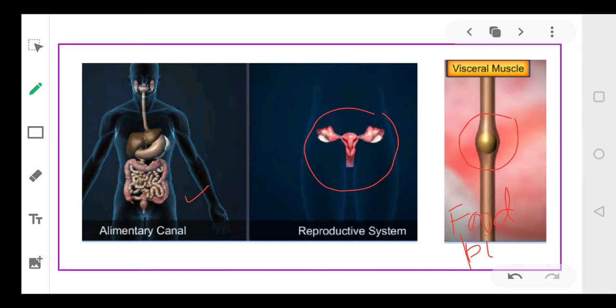Okay, and the swallowing movement of food in the esophagus, the food pipe, is caused by your visceral muscles, which are also called smooth muscles or non-striated muscles. So they help in the transportation of food and in the digestion of food. They also help in the transportation of gametes through the genital tract.